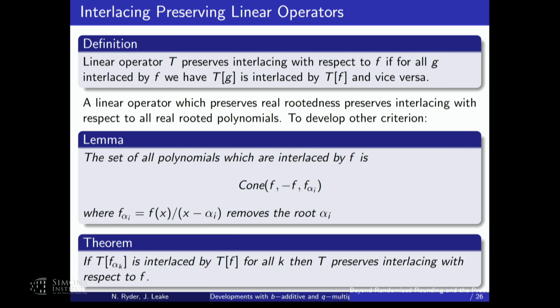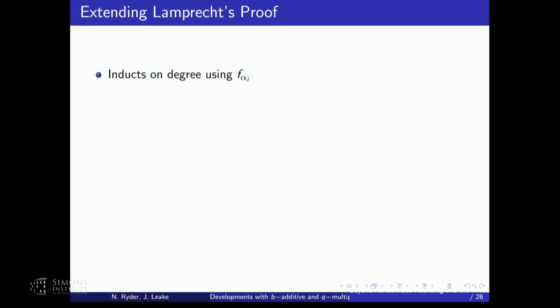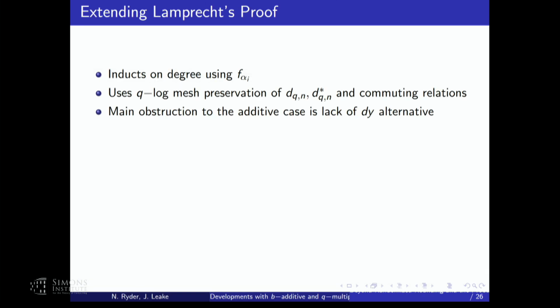And so now what do we want to do? If we want to show a linear operator T preserves interlacing with respect to a specific polynomial f, we just need to check it on these generators. And this is Lamprecht's proof. He takes the generators, he inducts on degree, and he uses the nice properties, commuting relations, and Q-log preservation of his two nice derivatives. But his proof really needs a polar derivative.